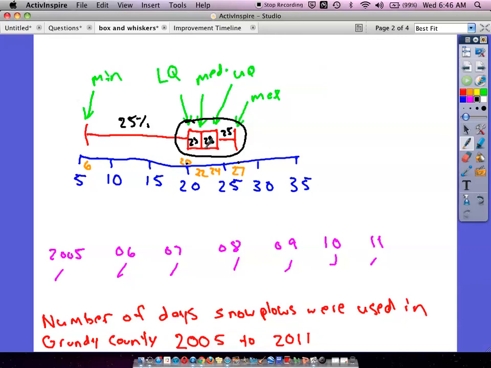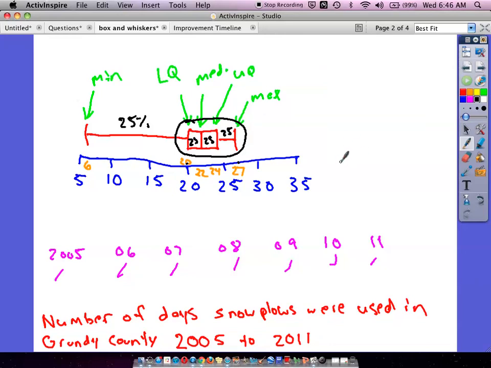So if you see a graph that's way skewed to the right, like this one is, that means that a lot of days were used for the snowplows. In fact, 75% if you just do 25, 25, and 25.